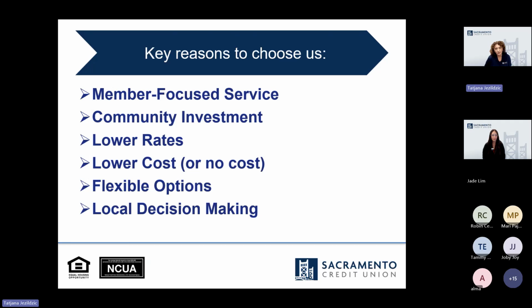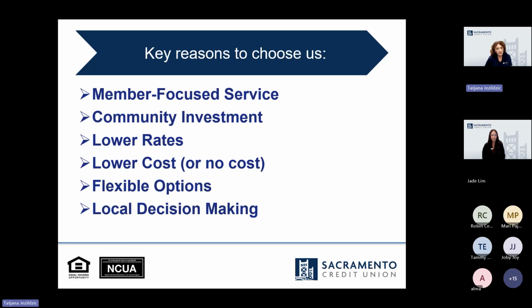We provide personalized and attentive service. You are working with the same person from the beginning to the end. Number 2 is community investment. You will be banking with a local credit union. Your money is reinvested and it stays in your community.